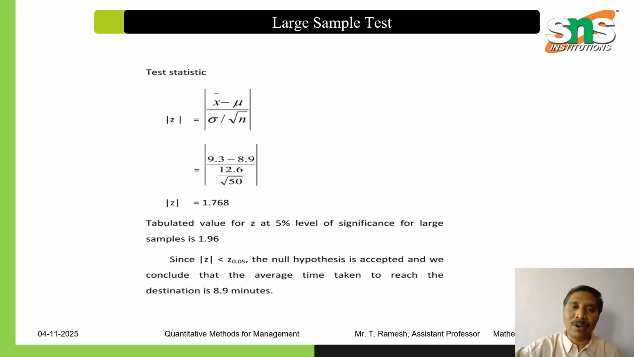The number of calls is 50, therefore root 50. After reducing, we get the answer 1.768. Since it is a calculated value, the critical value is 1.96. The tabulated value at the 5% level of significance for a large sample is 1.96. So this value is less than the critical value. Therefore, we accept the H naught.